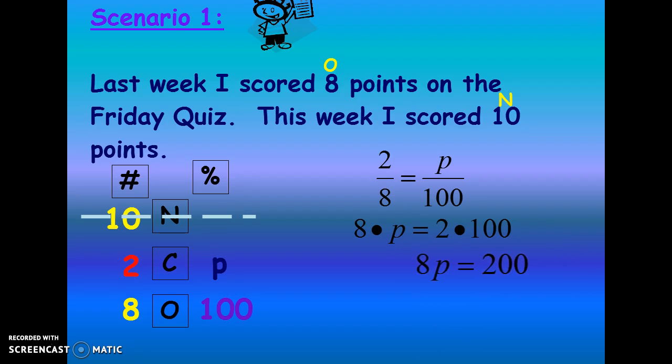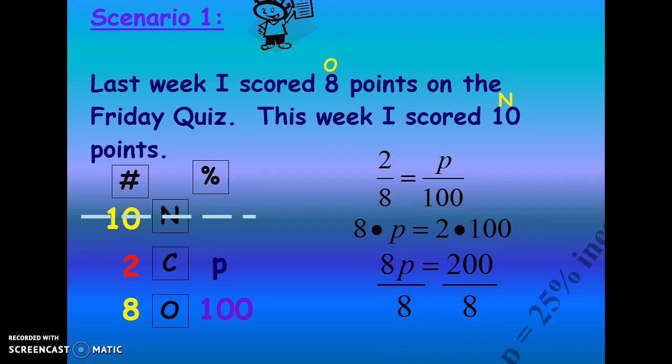We use cross products to solve proportions. So 8 times P equals 2 times 100. 8 times P is 8P, and 2 times 100 is 200. When we divide both sides by 8, we will get that we have a 25% increase.